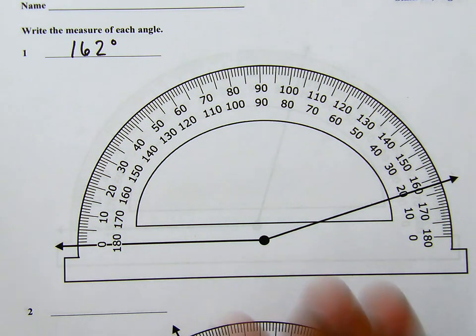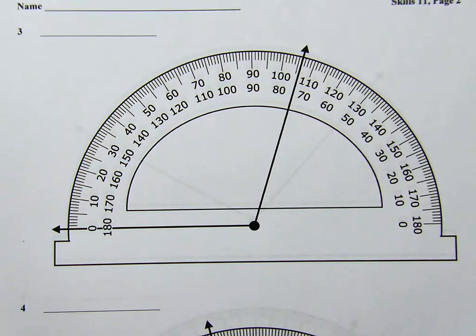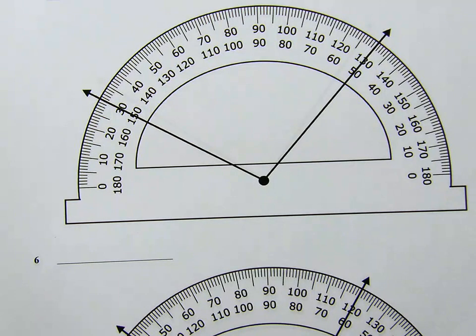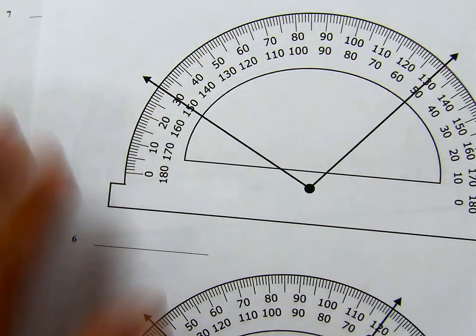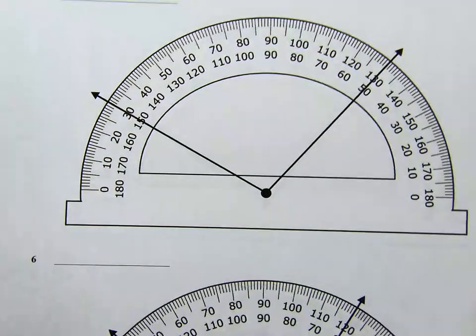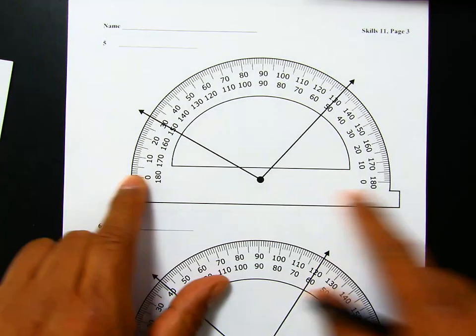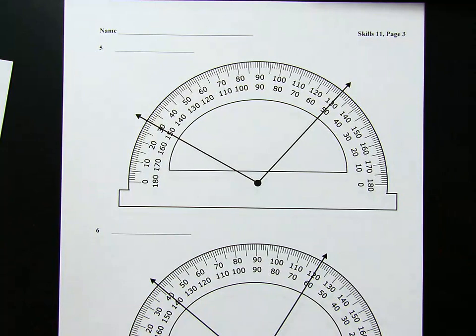degrees. So you do number 2 on your own, do number 3 on your own, number 4 on your own, and let's look at number 5, 6, 7, and 8. They're a little bit different. So on this, none of the rays go through the 0 line or the 0 edge. These rays go to the top of that protractor.